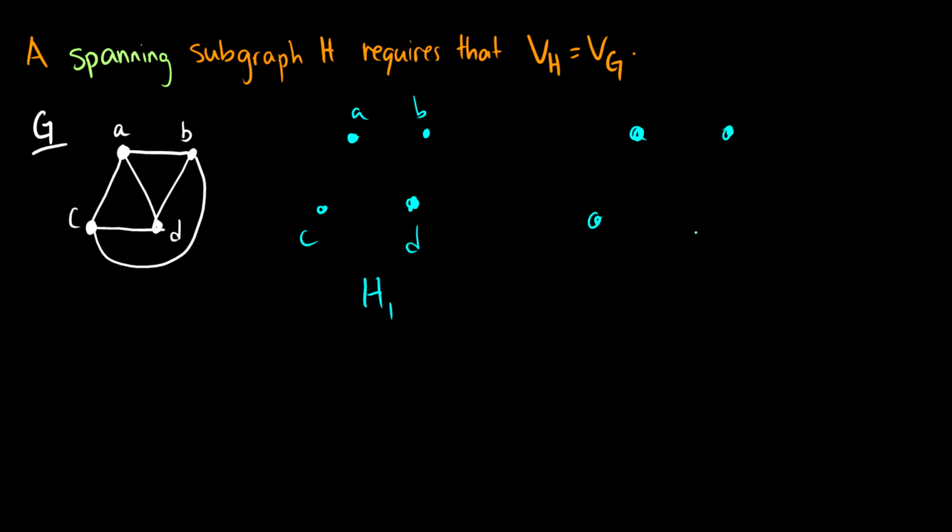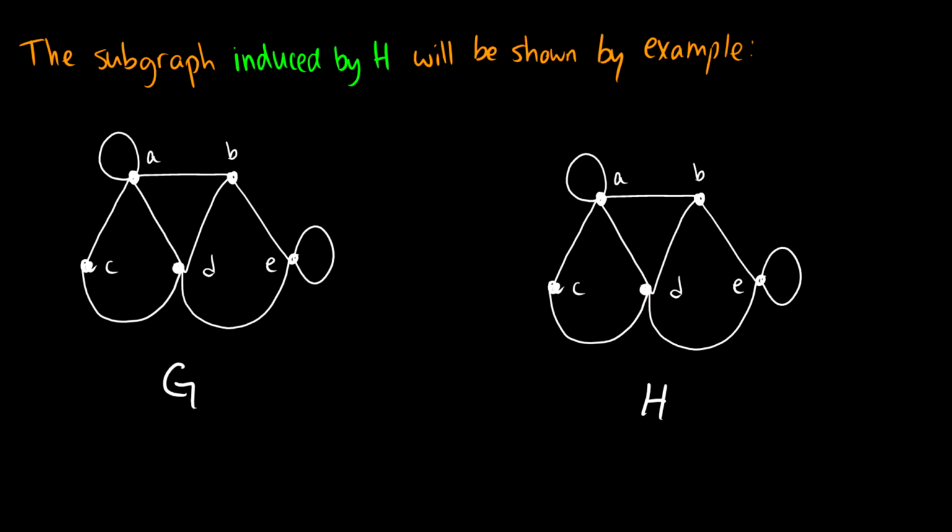What is another spanning subgraph of G? Well, we need to have A, B, C, and D. So let's see this one, this one, this one, this one, and this one. So we're missing one edge, but it has all the vertices, so it is a spanning subgraph of G. And we'll call that H2. So that is a spanning subgraph. Again, another word you need to know.